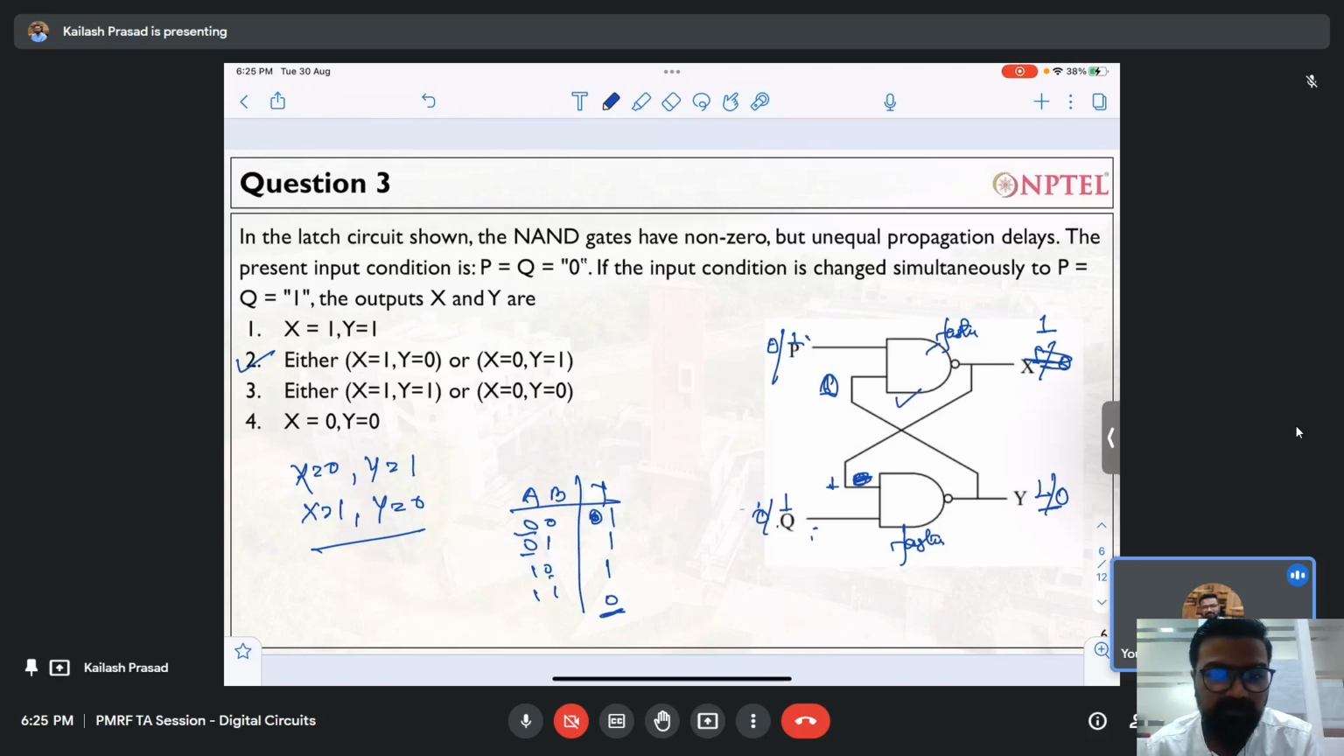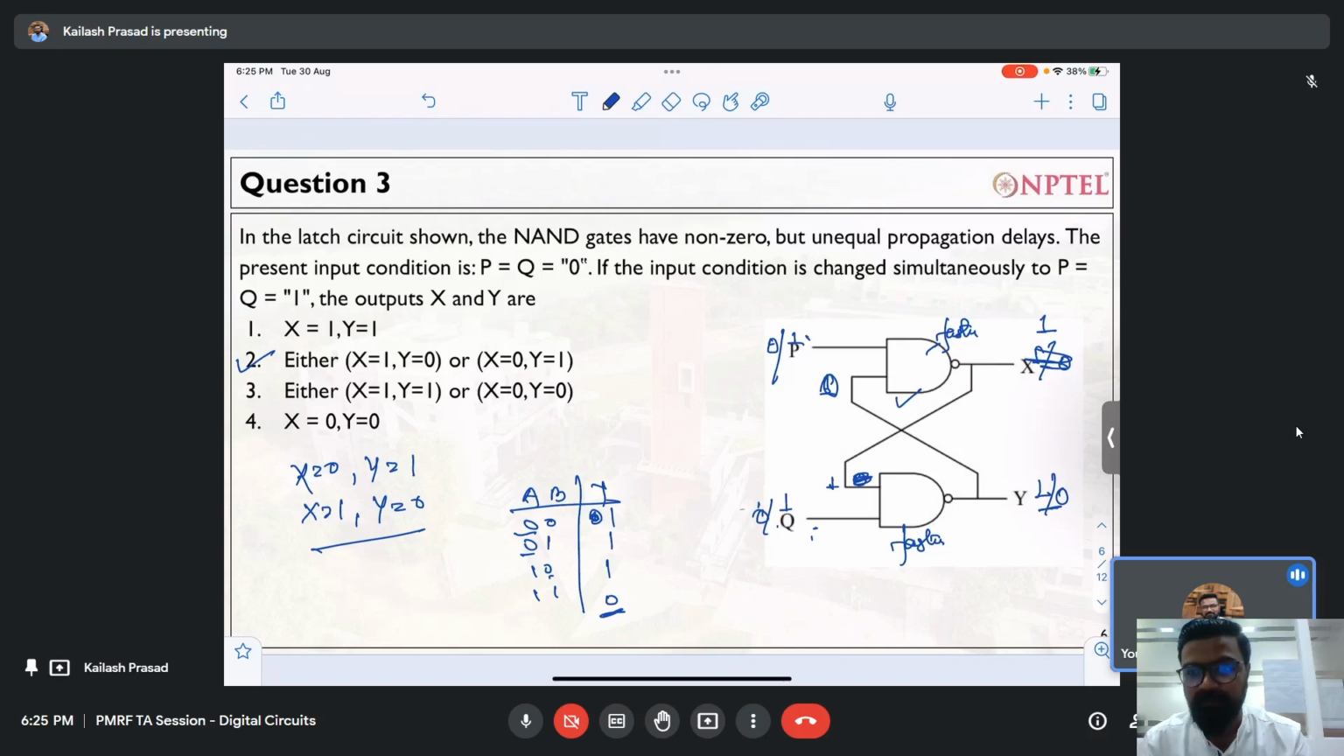Any questions here? Sir, I understand this, but I don't understand how we decide which gate is faster. Actually, you cannot decide which gate will be faster.